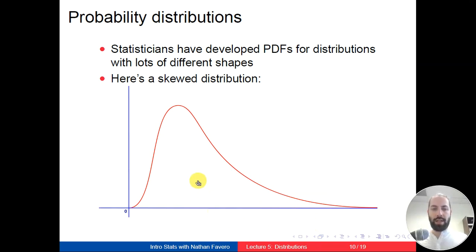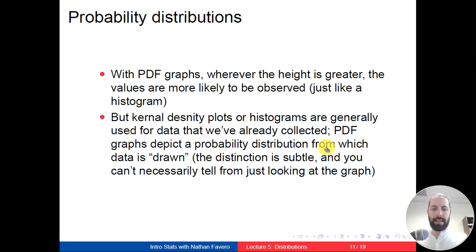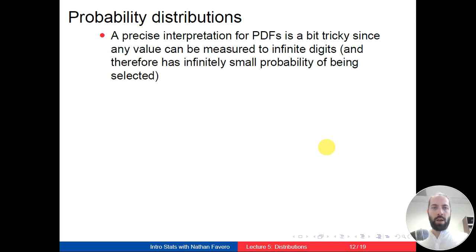But the key distinction is that a PDF graph is about hypothetical data, right? What are the possible values for what could occur if we were to take a draw from this distribution, whereas a kernel density plot is going to describe data that we've already collected, right? That's the key distinction between the two.